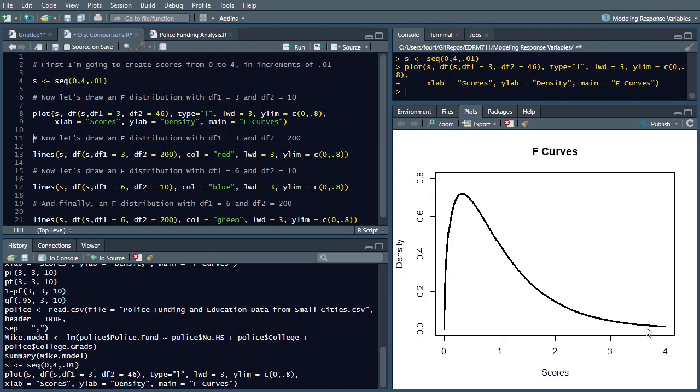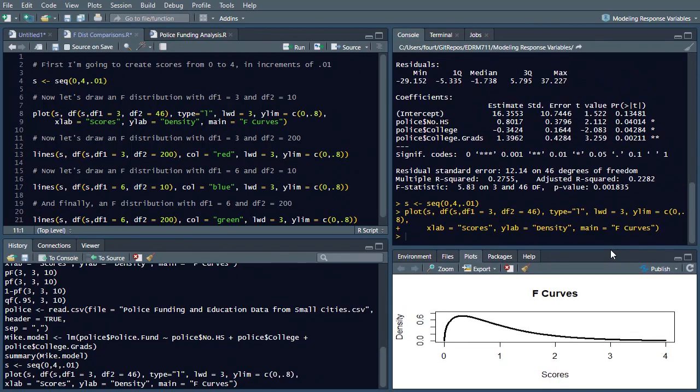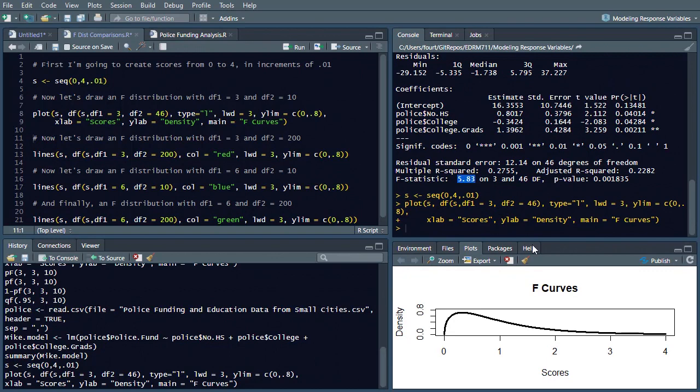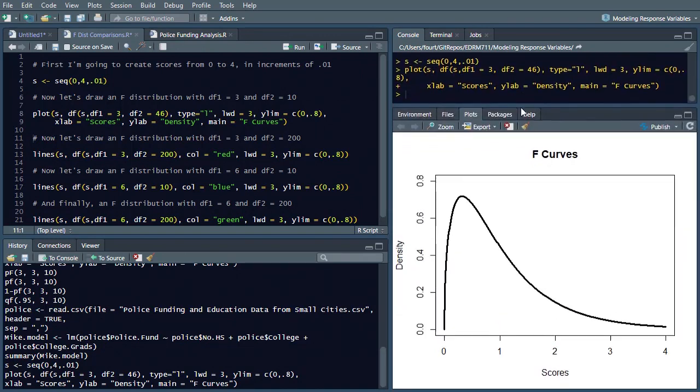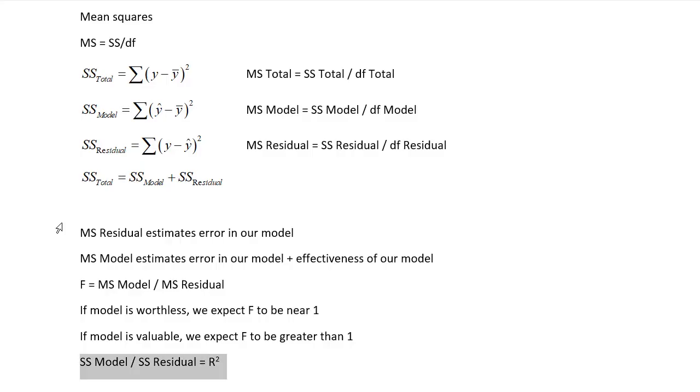And so if we get a value out here, we're going to reject the null hypothesis that the model is worthless. Well, what did we get? We got 5.83. So if I look at this F distribution, it's out here off the chart. Is it possible that we would get that just from our random sampling? Yes, it's possible to get a sample like that, but 99.9% of the samples are less than that. And so it's more likely that we're in this situation here where the model is valuable.